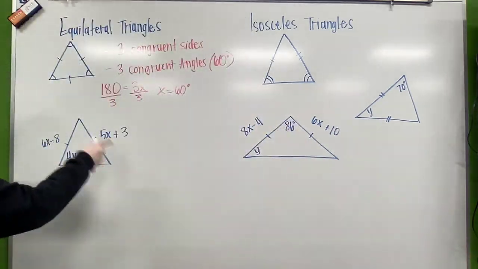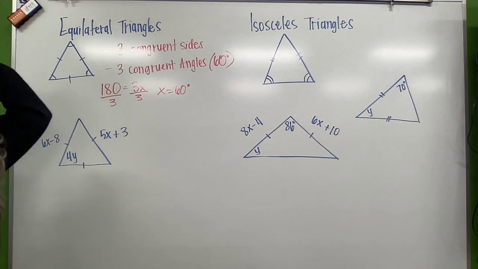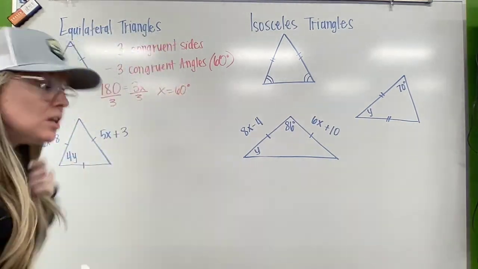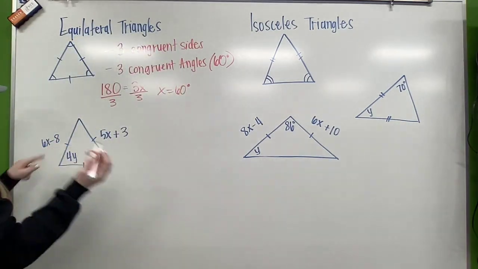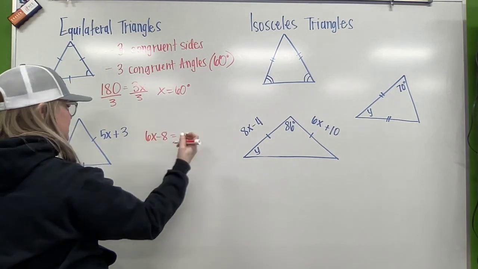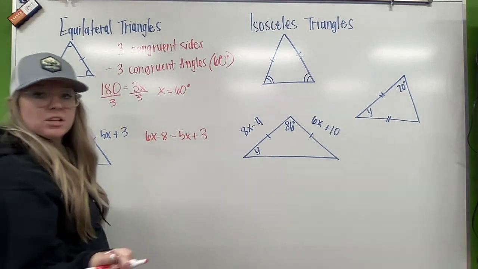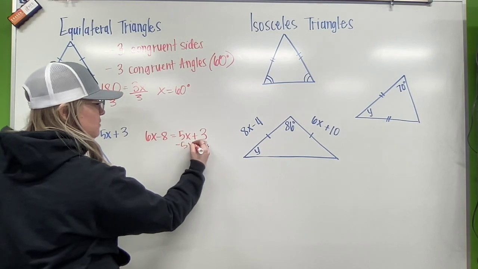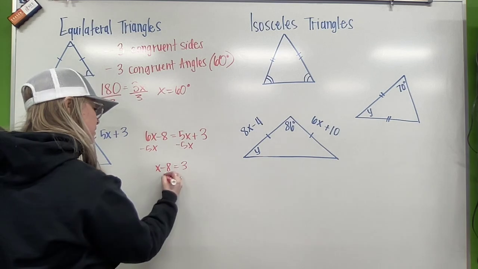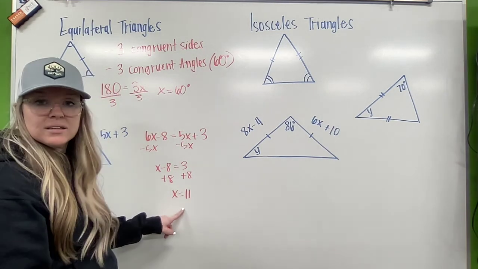All right, so we've got a problem set up here. I've got a triangle, two sides, and an angle measure. We need to solve for x and y. Because my side lengths are congruent, I can just say 6x minus 8 is going to equal 5x plus 3. So all I have to do is solve for x here. I'm going to subtract the 5x over. So we have x minus 8 equals 3. And then I add the 8 over, and x equals 11.